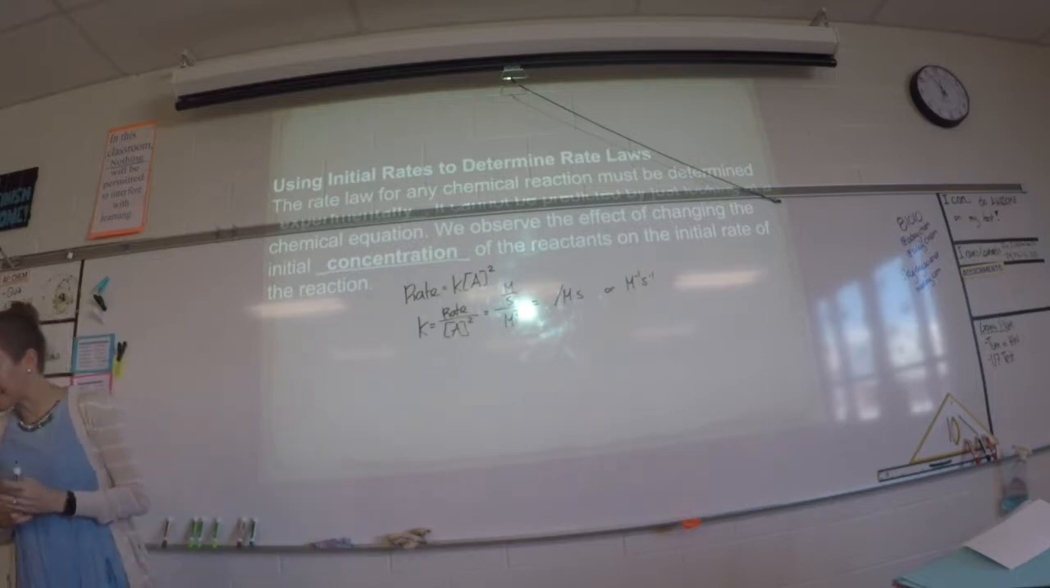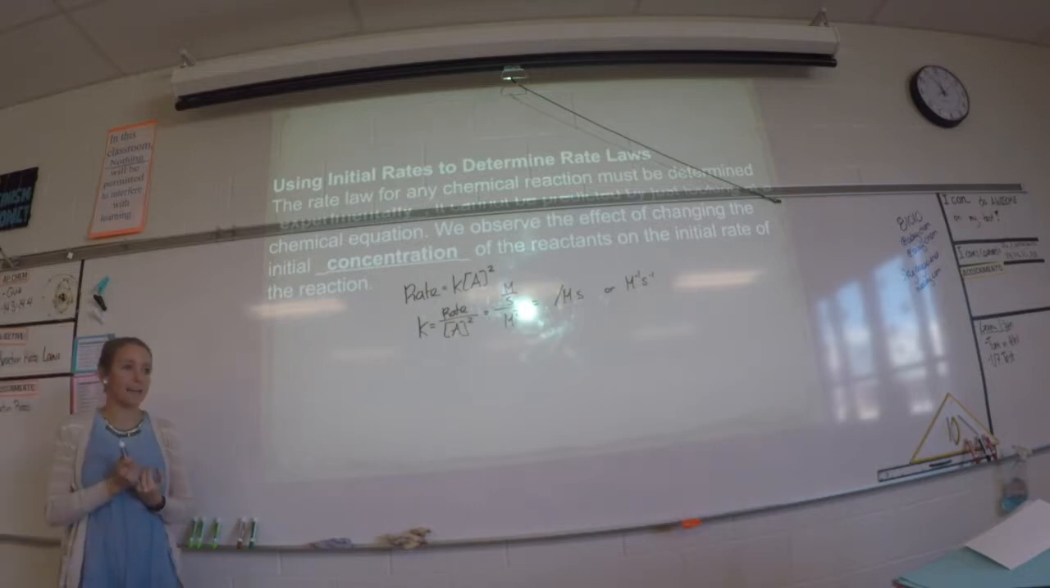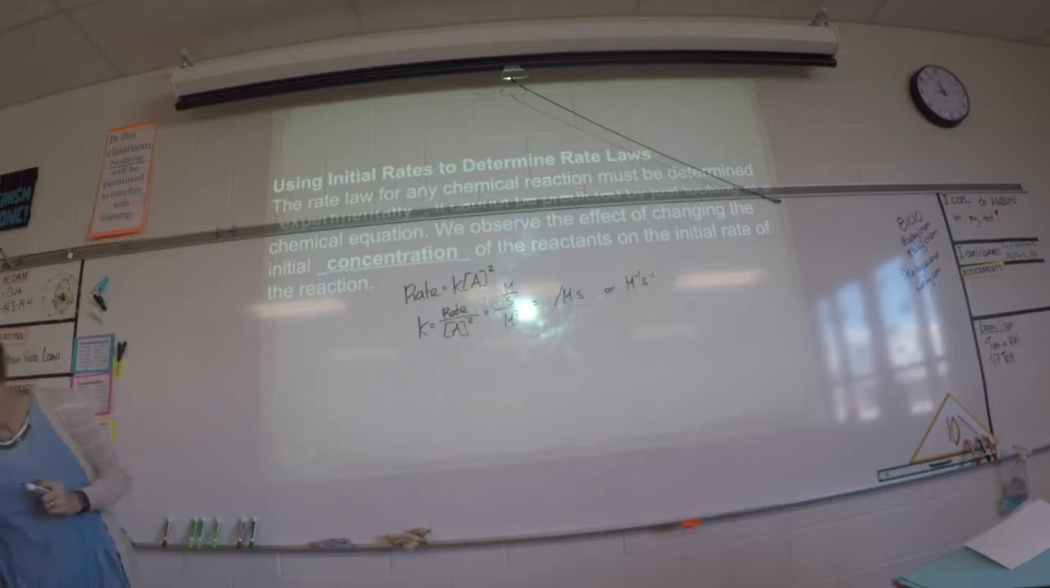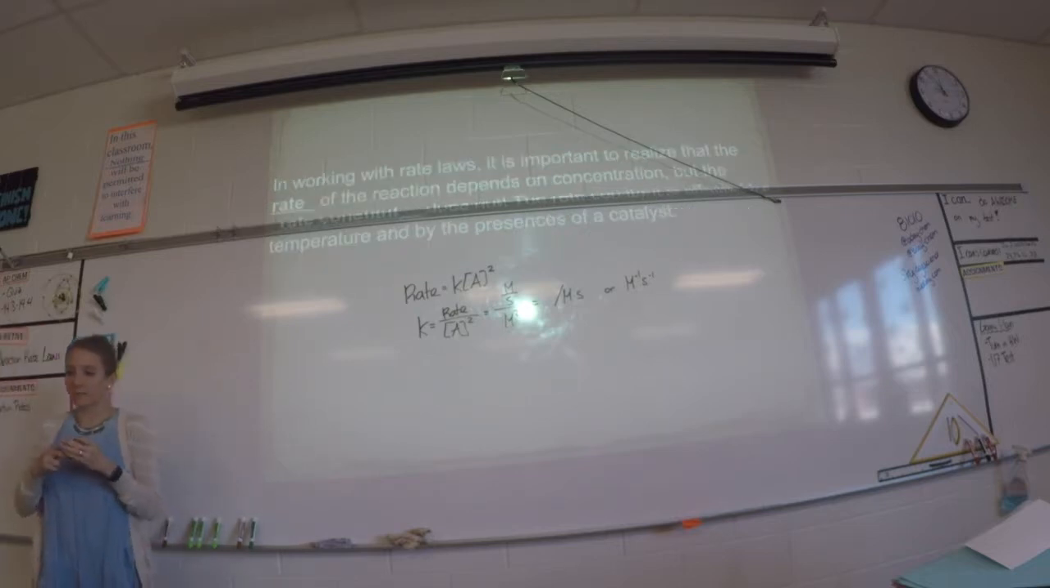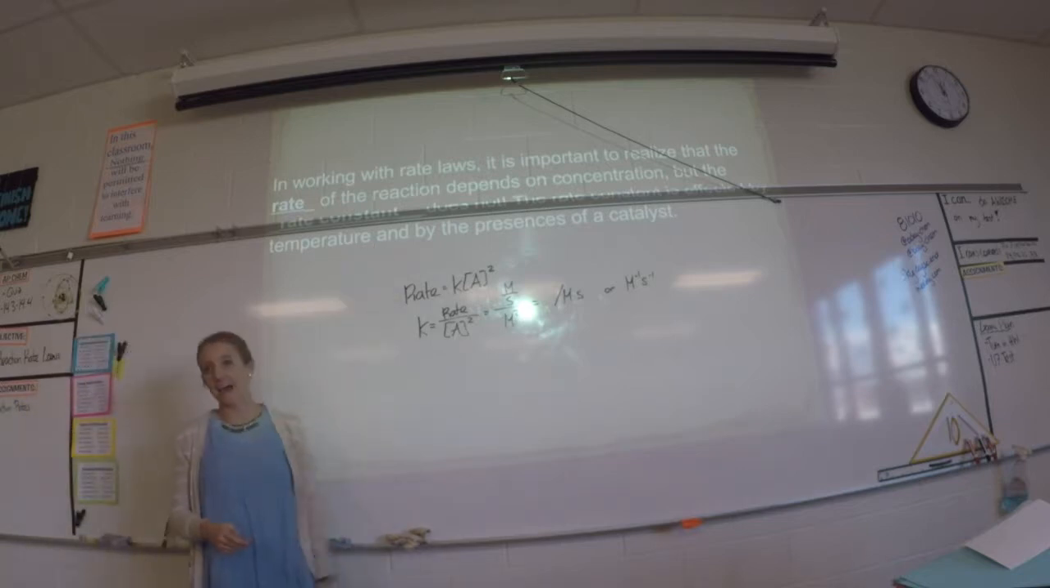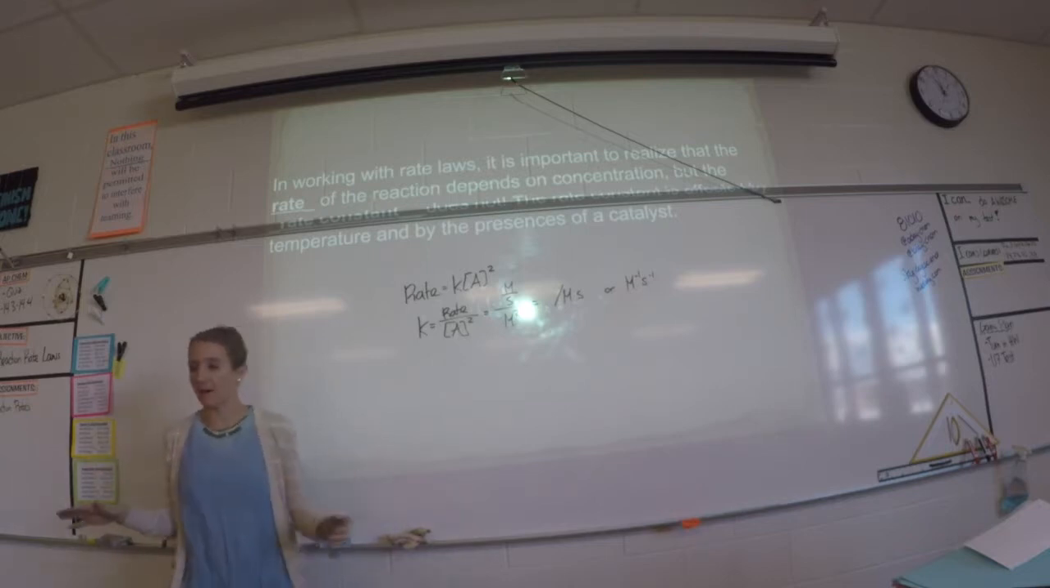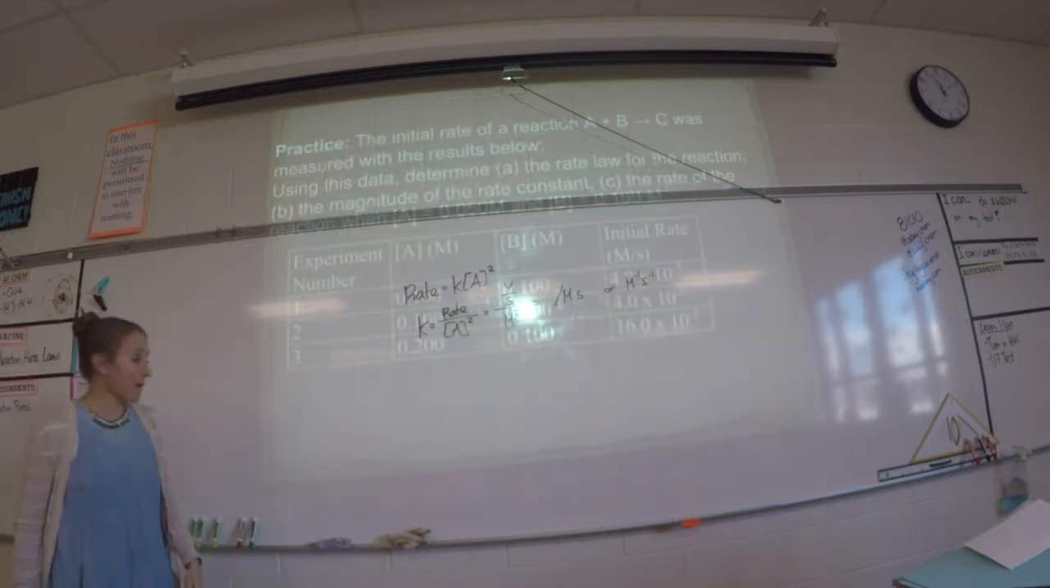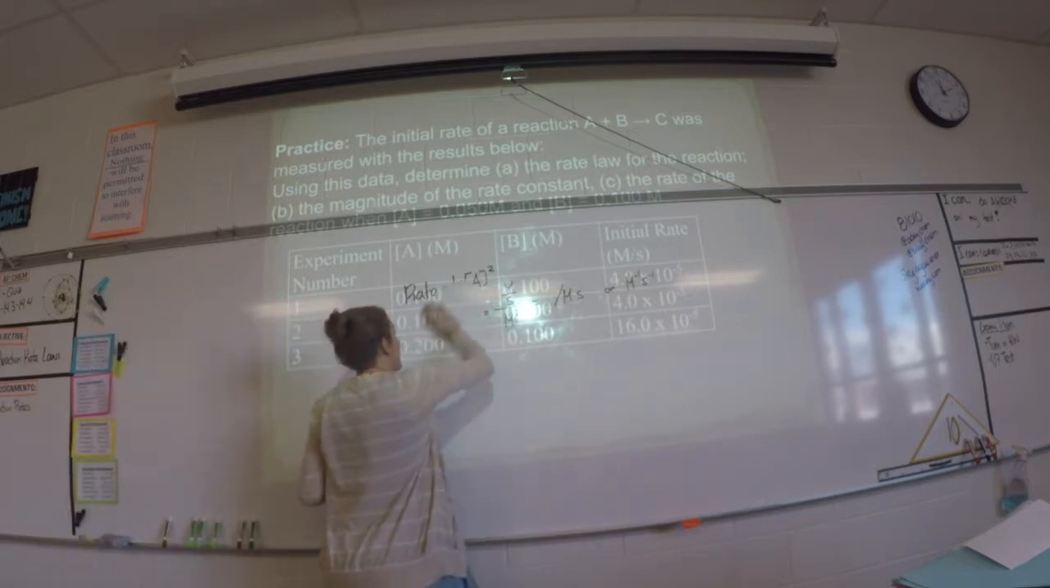All right, so let's practice again on how to use these rates to find a rate law. Okay? So with working with rate laws, once again, notice that the rate depends on the concentration, but the rate constant does not. The only thing that can affect K is temperature and catalyst. So concentration will not change that K value, only temperature or catalyst. All right, so let's look at this data and see what we can decode.